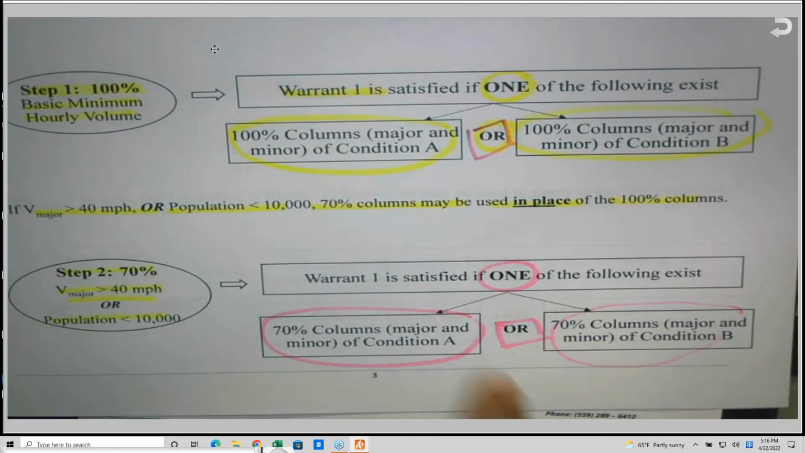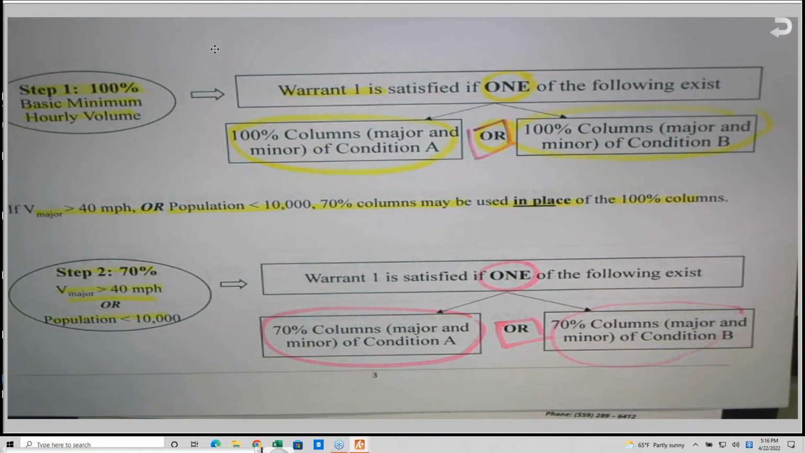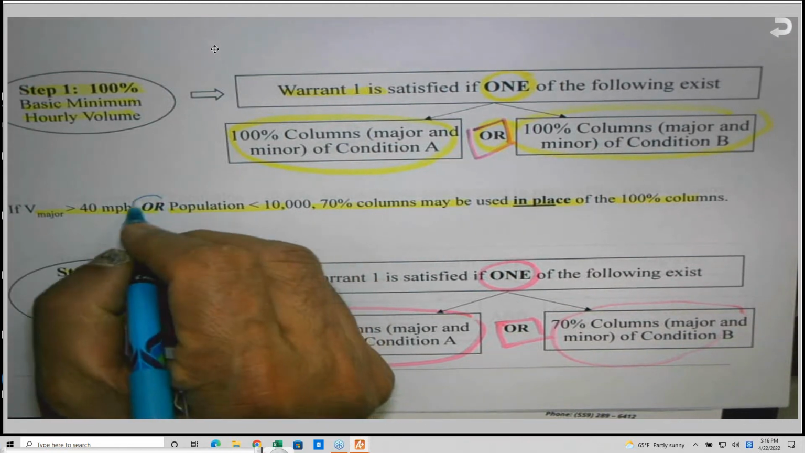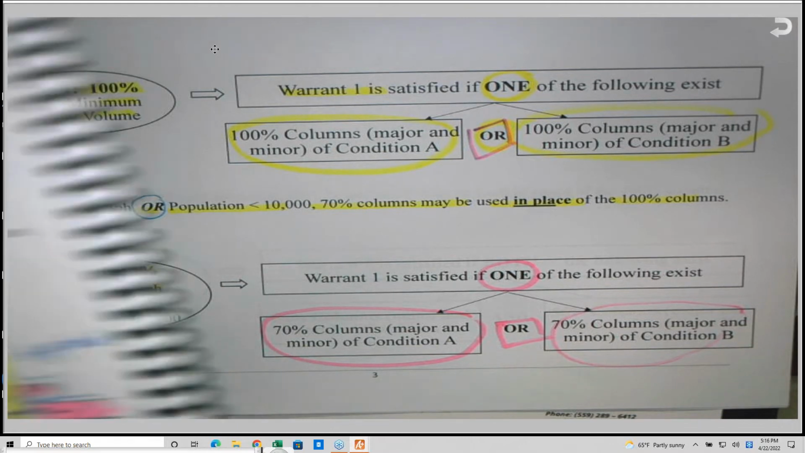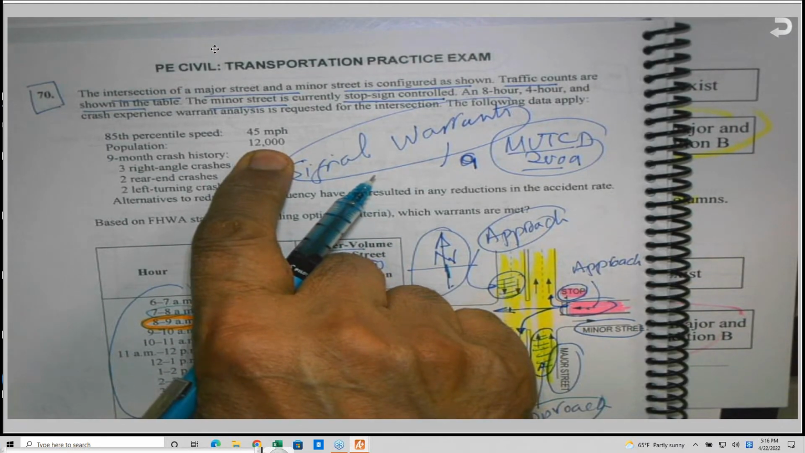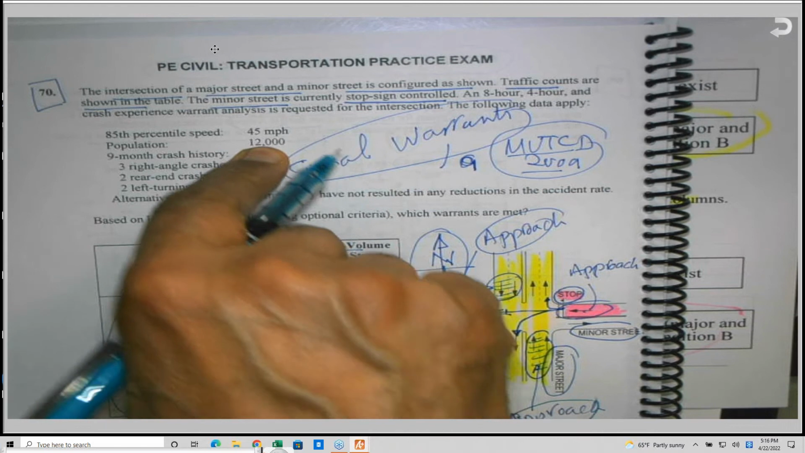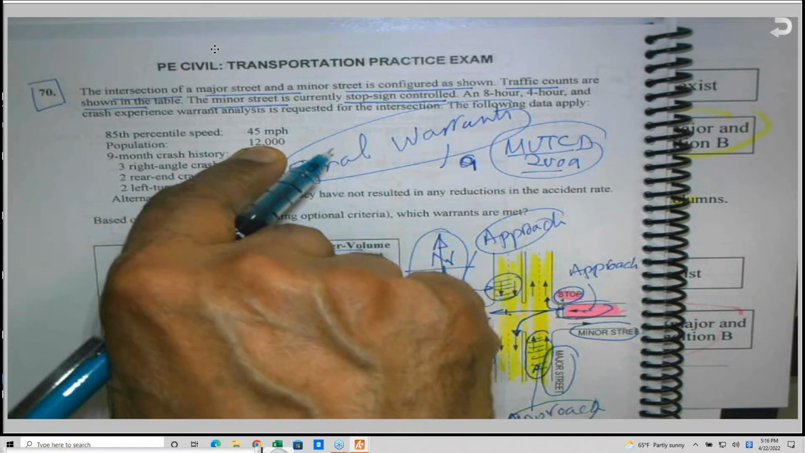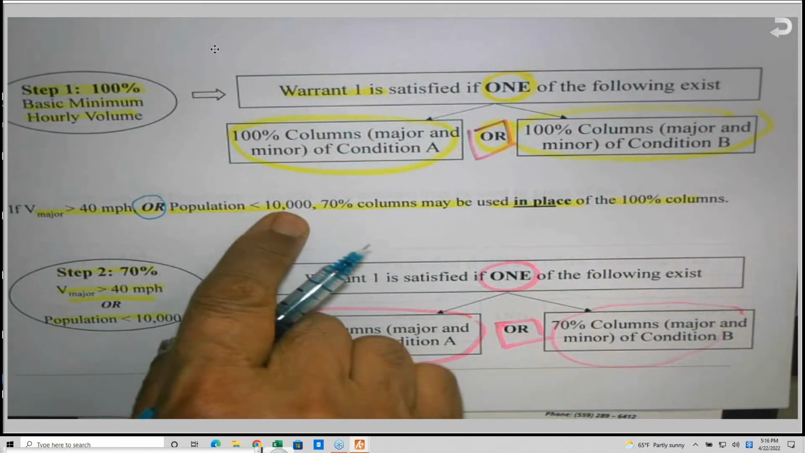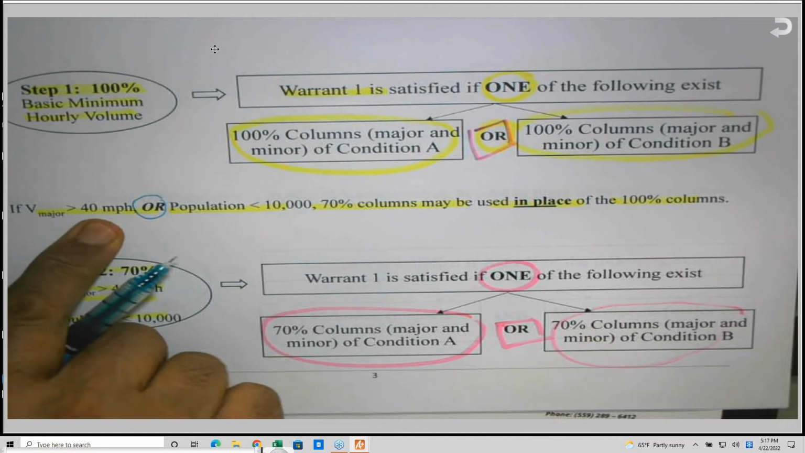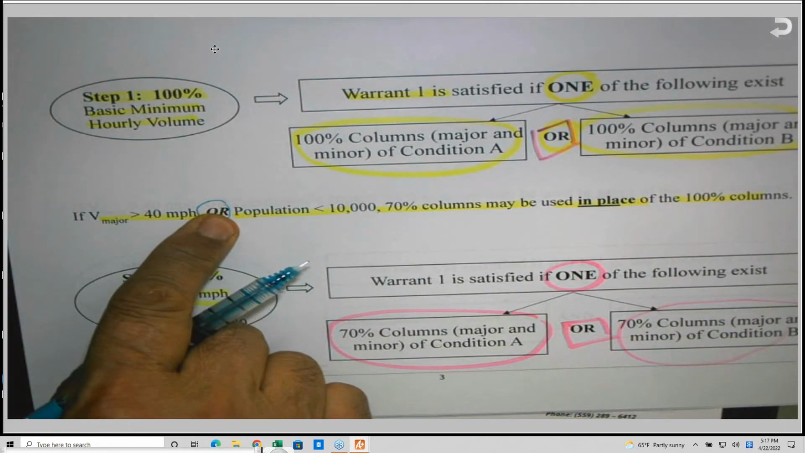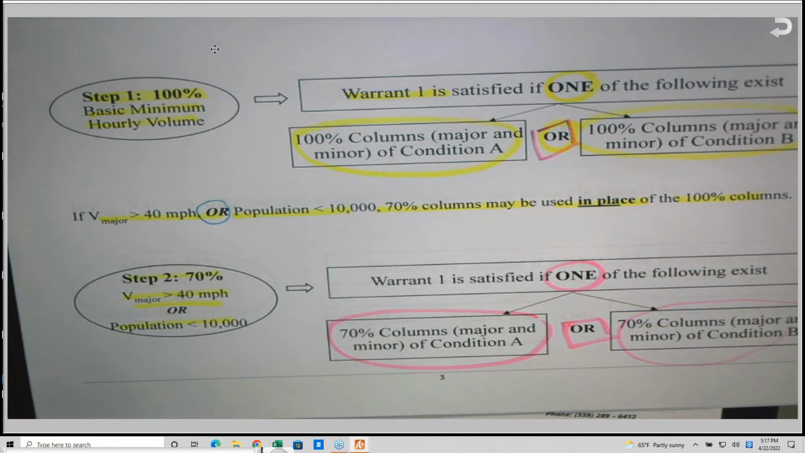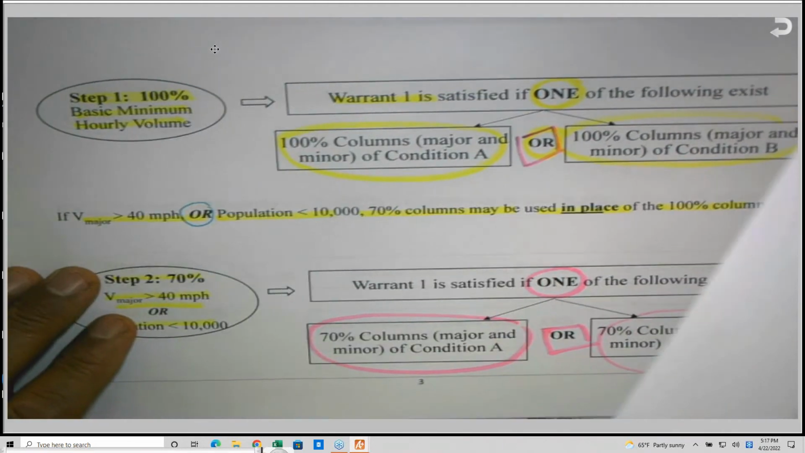If I didn't pay attention to the word "or," I will be confused. I say, oh, the population is less than 10,000. The population is greater than 12,000. It's 12,000, so I am violating this, but I'm not violating this. And the code told me "or." If I miss the word "or," I will miss the problem. Are you following me? Okay, good.